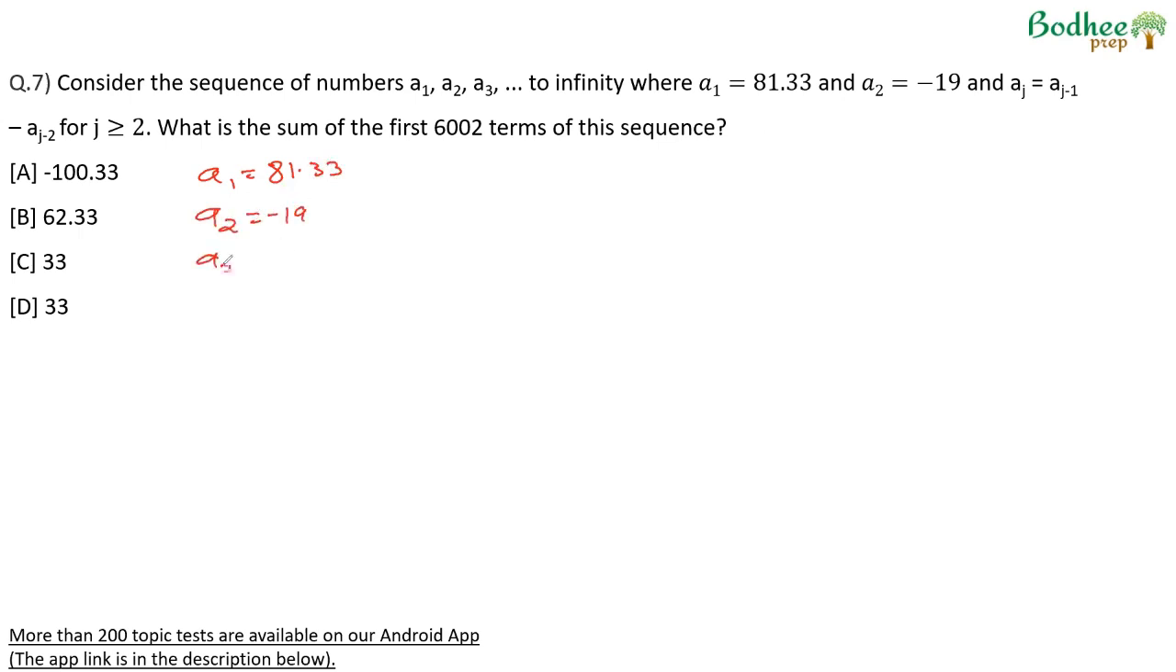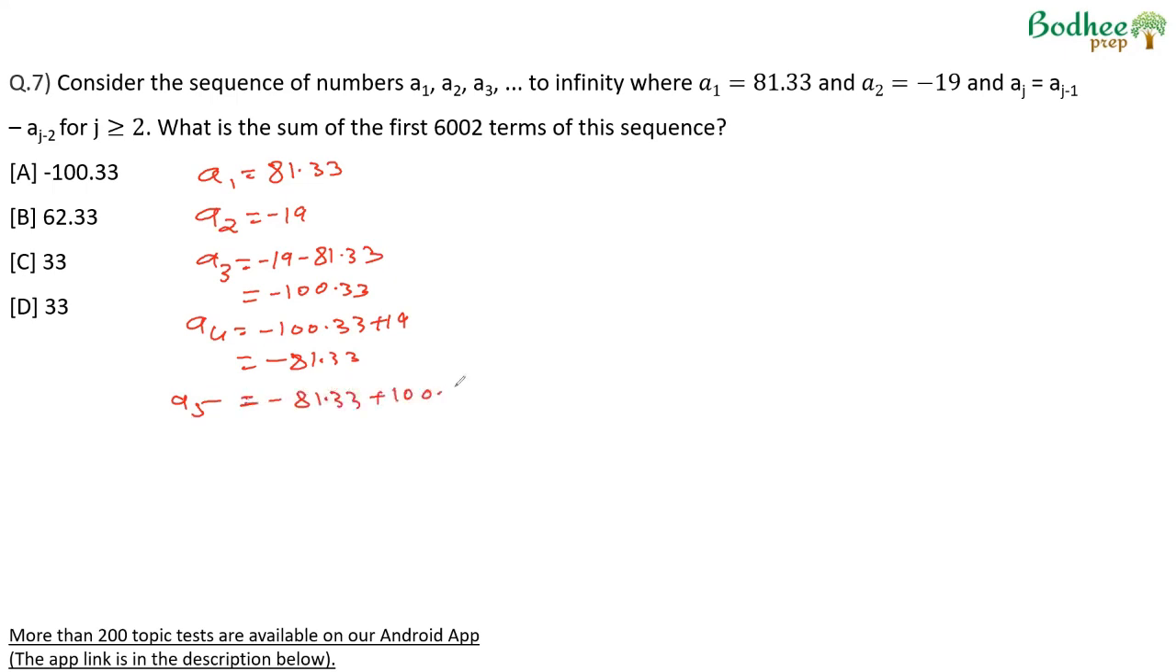Put j as 3. A3 will be nothing but A2 minus A1, which will be minus 100.33. A4 will be A3 minus A2, minus 100.33 plus 19, which is minus 81.33. A5 will be A4 minus A3, minus 81.33 plus 100.33, which is 19. A6 will be A5 minus A4, 19 plus 81.33, which is again 100.33.